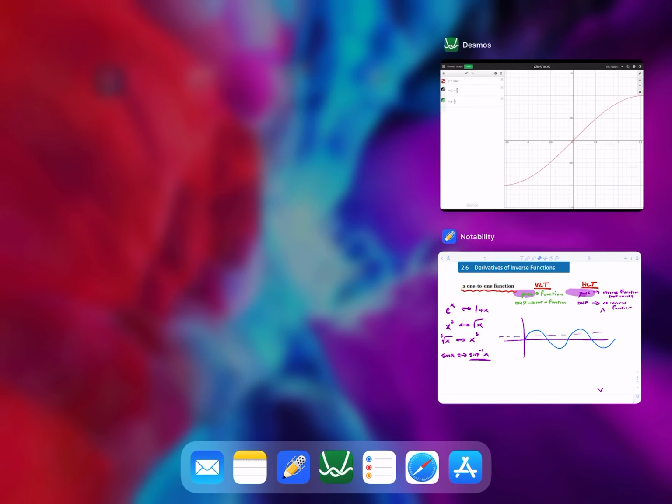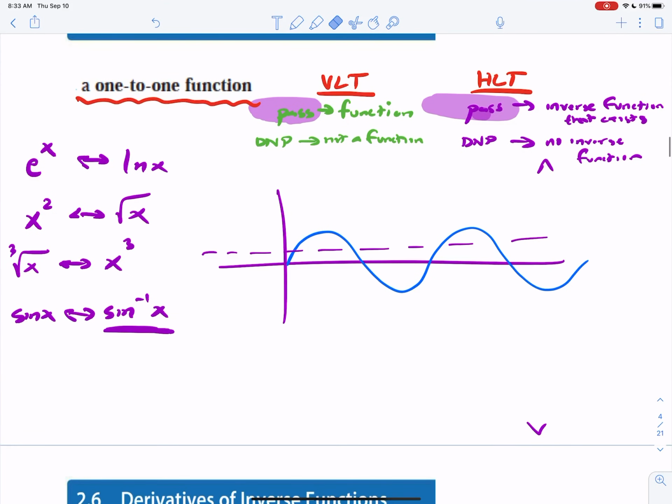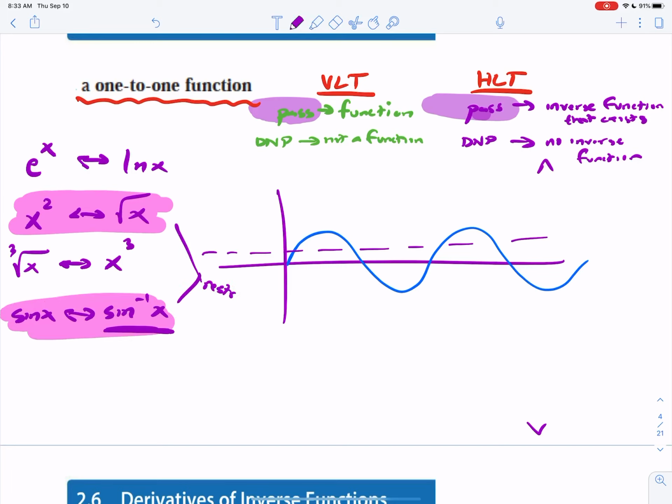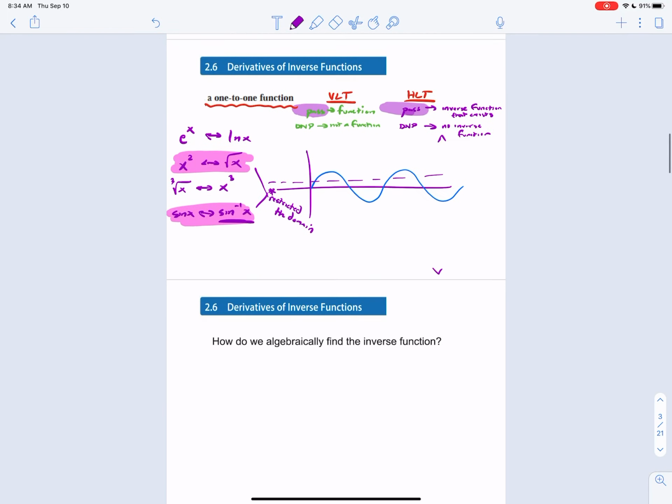So I don't want you guys to think that it's going against what we're saying here. So these two were allowed to have inverses because we restricted the domain. Okay. Not really a big component of today's lesson. It's just to give you an understanding of why we did what we did there, okay?